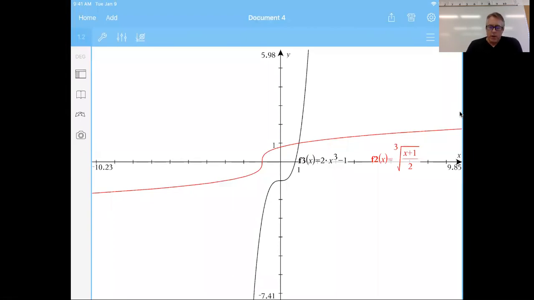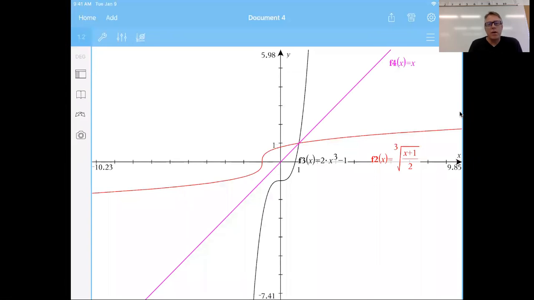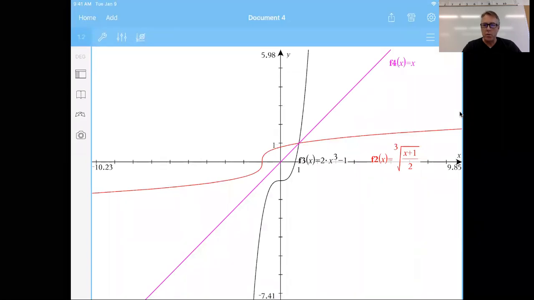And the reason I wanted you to see them on the same graph is because they are actually a reflection of each other. They're a reflection over the line y equals x. So if you can visualize that red graph and the black graph are reflections of each other over the purple graph. And remember, those are inverses. Inverse functions are reflections over the line y equals x.